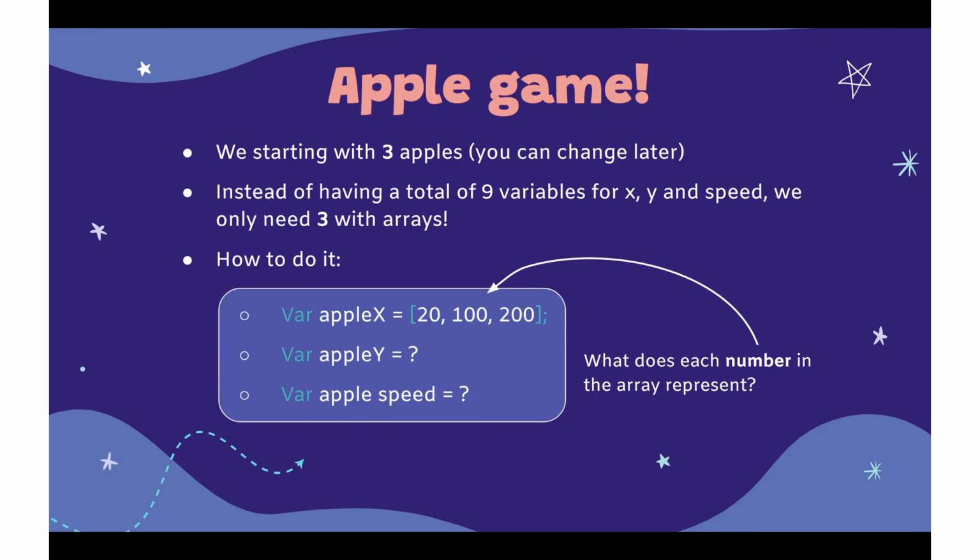Think, what does each number in the array represent? Each number inside each array represents a specific apple. So the number 20 would be the x-coordinate of the first apple. 100 would be the x-coordinate of the second apple, and 200 would be the x-coordinate of the third apple.